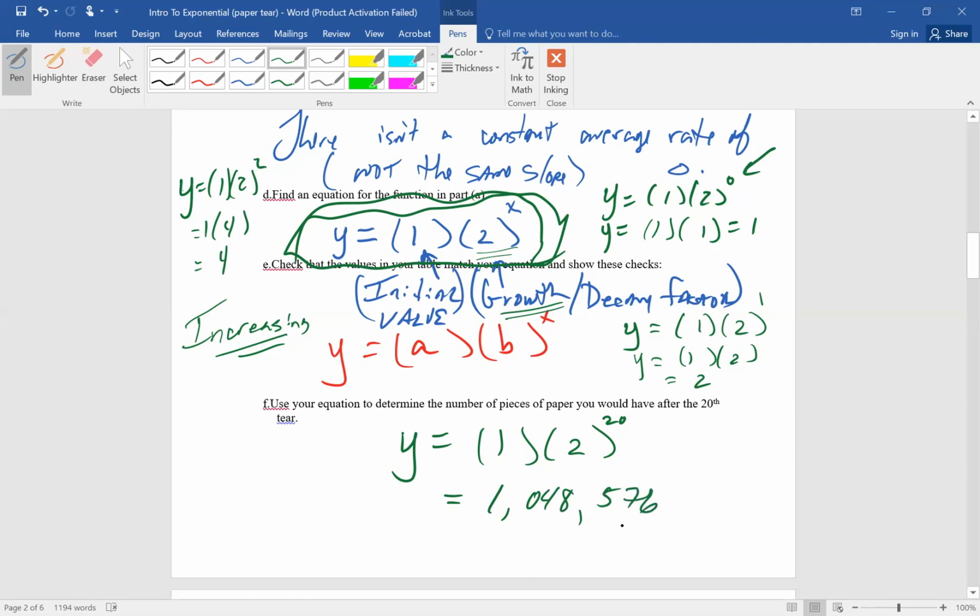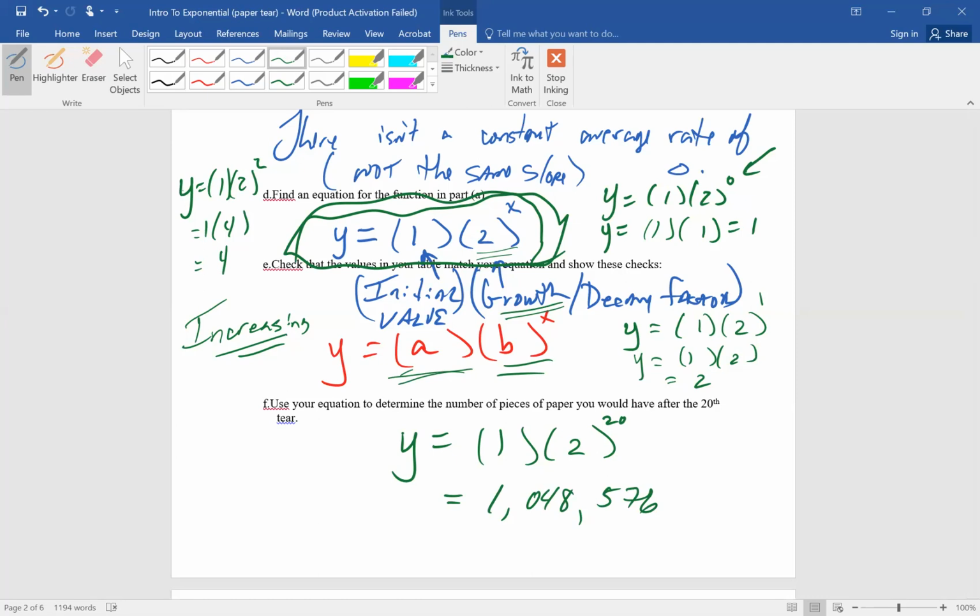1,048,576 would be the answer for this problem. And then we'd be done. But the big thing, remember, you'll have an initial value. That's usually what you're starting with. A growth or decay factor. And in this case, we are growing, or we are increasing.